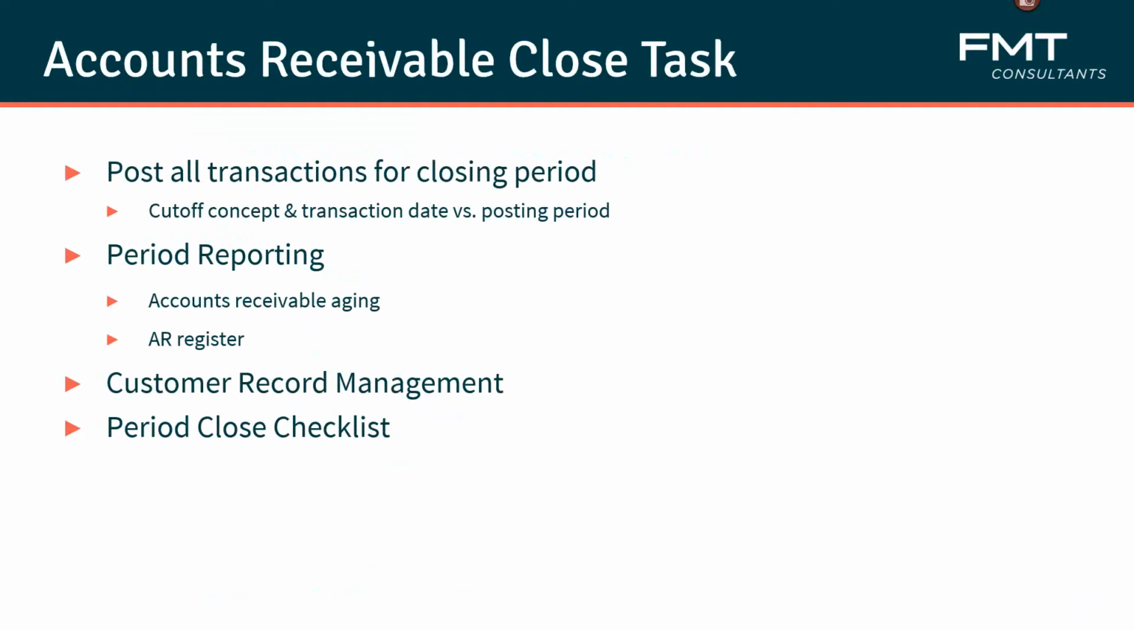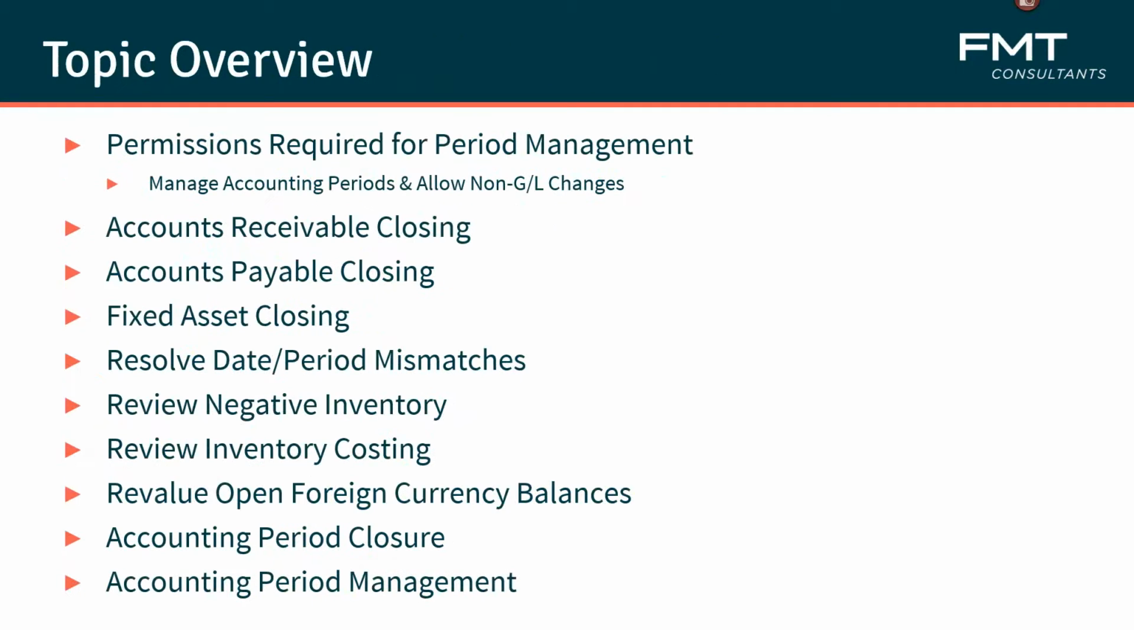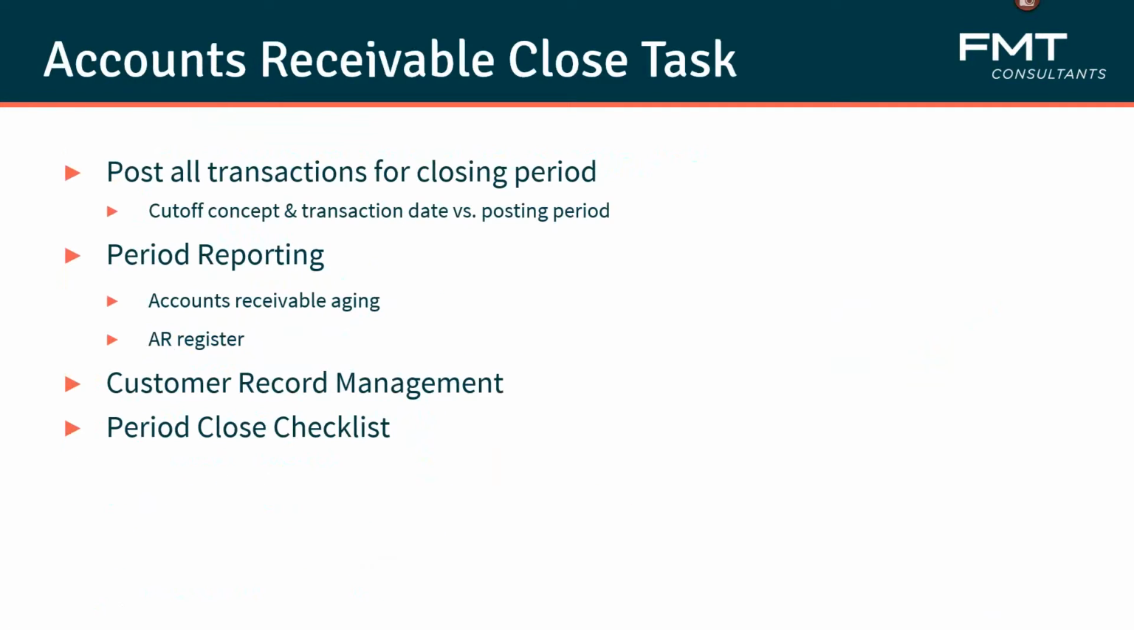Let's first go into permissions required. To perform the period close tasks listed in the NetSuite period close checklist, the user role will be required to have the following permissions: manage accounting periods and allow non-GL changes. Each of these permissions is located within the user role, specifically in the permissions subtab in the setup sublist. I'll demonstrate this to you in our demonstration to follow.